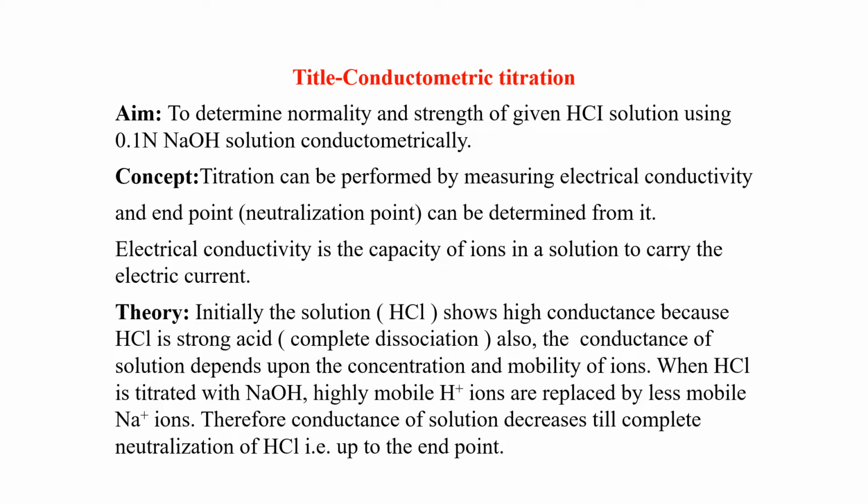Initially, the solution, that is HCl, shows high conductance value because HCl is a strong acid which completely dissociates. The conductance of solution depends upon the concentration and mobility of ions. When HCl is titrated with NaOH, highly mobile H plus ions are replaced by less mobile Na plus ions, and therefore the conductance of solution decreases till complete neutralization of HCl, that is up to the end point.